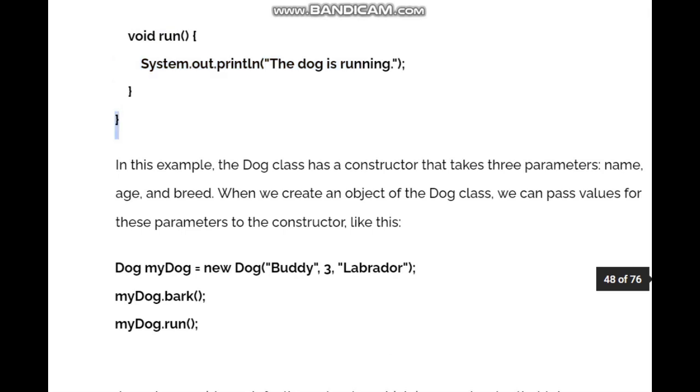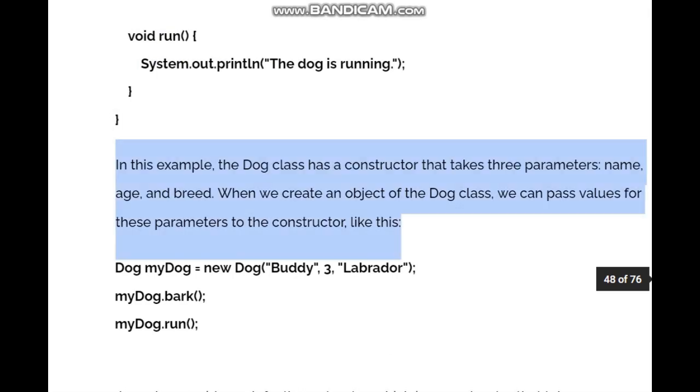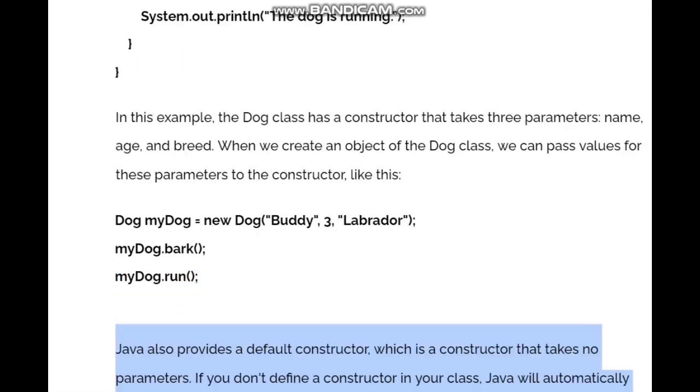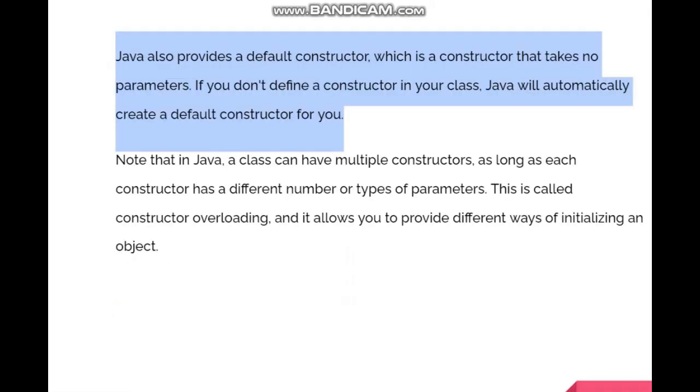In this example, the Dog class has a constructor that takes 3 parameters: name, age, and breed. When we create an object of the Dog class, we can pass values for these parameters to the constructor, like this. Dog myDog = new Dog("Buddy", 3, "Labrador"). myDog.bark(). myDog.run(). Java also provides a default constructor, which is a constructor that takes no parameters.